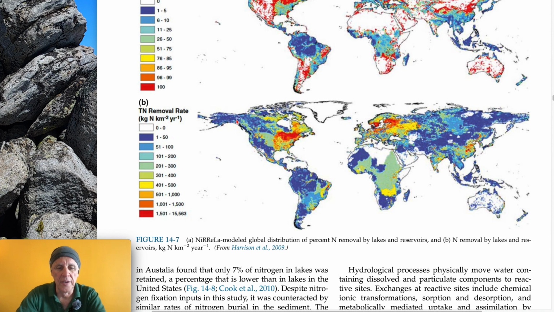And so in nitrogen poor areas, for example, we have a very low amount of nitrogen being removed in the Arctic regions of the world here, as well as some of the desertic region of the world. And we have very high removal rates in the Great Lakes region, in southern Sweden, southern Finland, in western Russia, right here, St. Petersburg area.